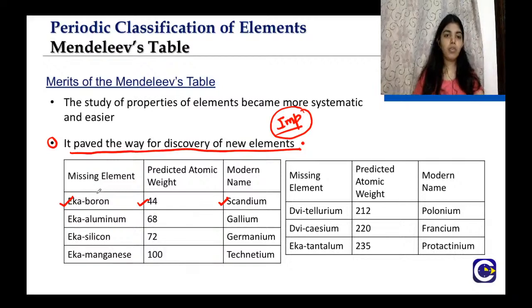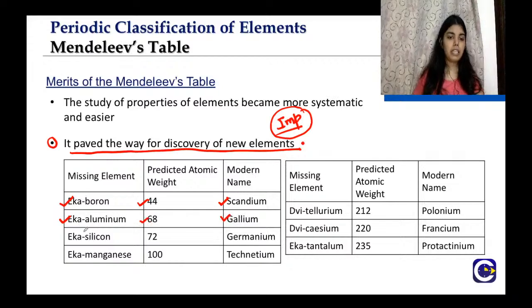And it is also known that the friend who was writing a Sanskrit book had some picture of the Mendeleev table. Picture means that the idea of the Mendeleev table was also there in the Sanskrit book written by his friend, right? So both basically emphasized each other's work. Now here, after aluminium, he named the missing element Eka aluminium. He predicted that the atomic weight should be 68, and the modern name is now gallium.